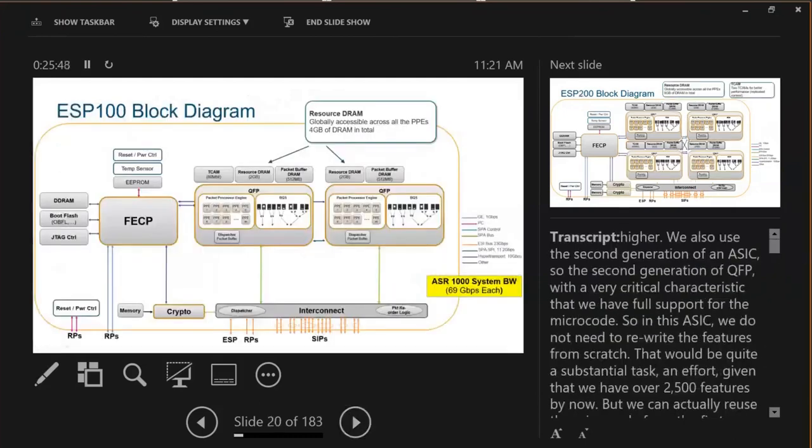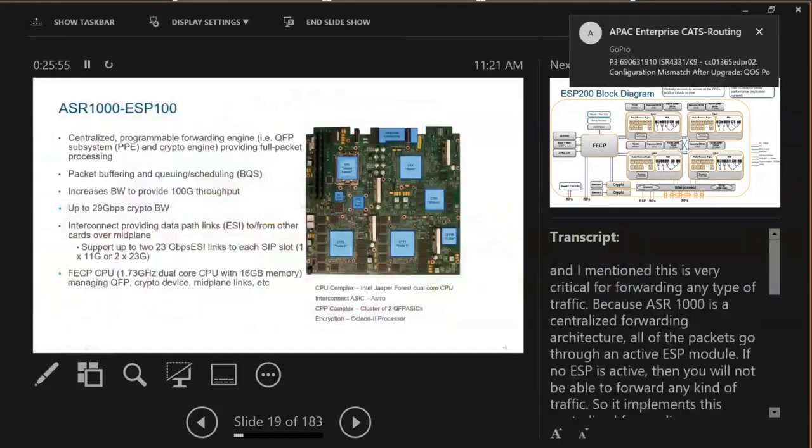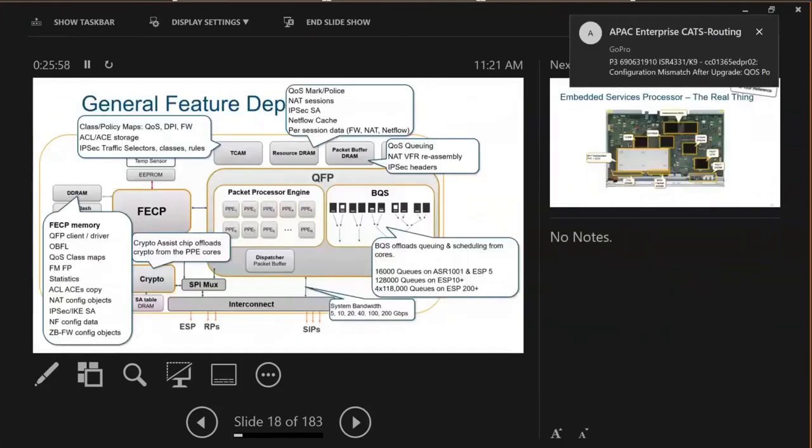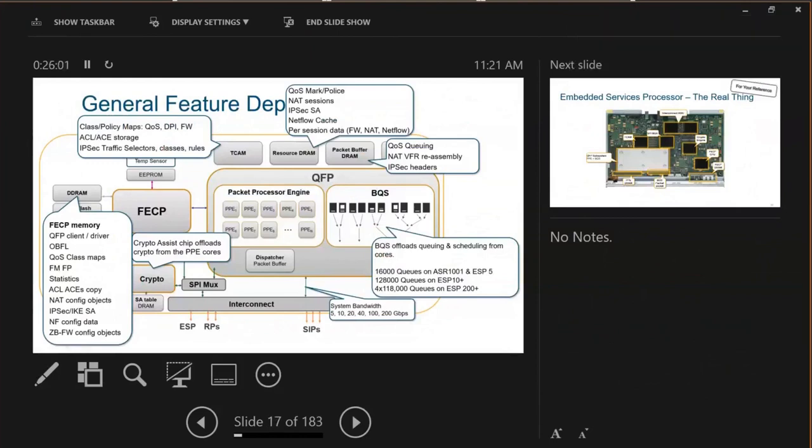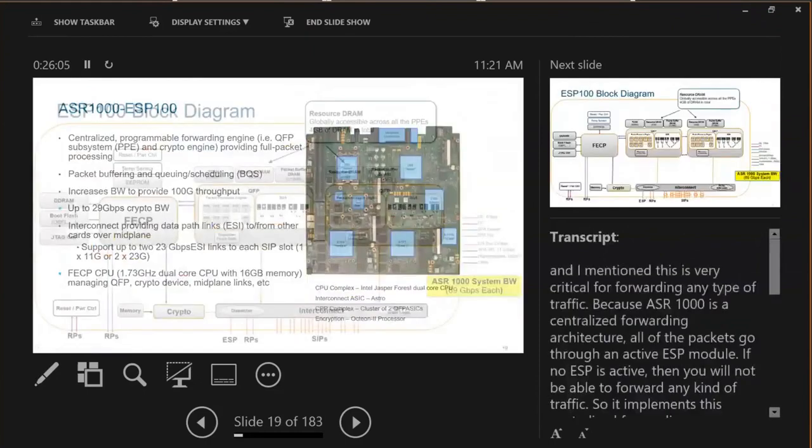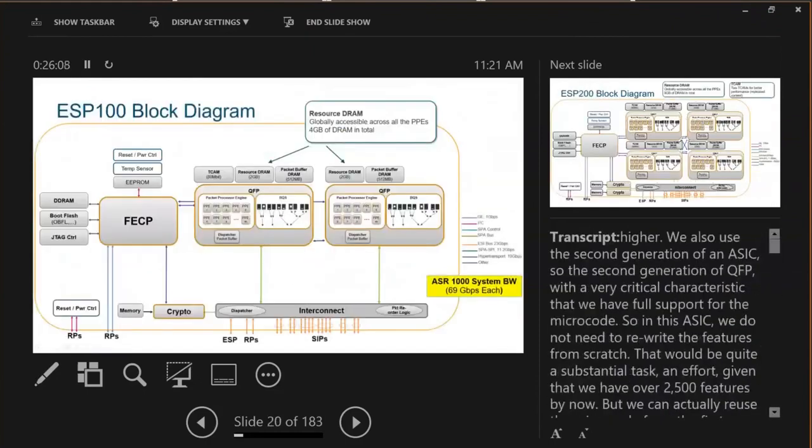So this is the ESP 100 block diagram. If you see this diagram and the earlier one, let me just bring that one here. In the earlier one you have only one QFP subsystem, but in ESP 100 you have two QFP subsystems. That will help in providing more throughput. Rest everything is the same, but each QFP will have its own resource DRAM and packet buffer DRAM, while the TCAM will be shared between both QFP engines.